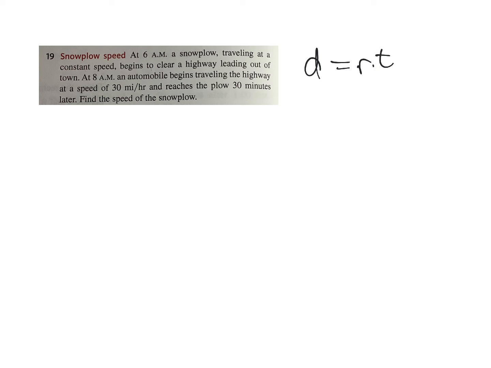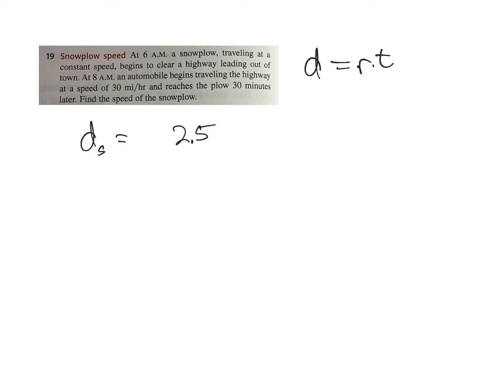Let's take a look at what we're doing here. The snowplow leaves at 6 a.m., traveling at a constant speed. It begins to clear a highway leading out of town, and then at 8 a.m., an automobile begins traveling the highway at a speed of 30 miles per hour and reaches the plow 30 minutes later. So how long has the snowplow been going? It's 8:30 in the morning now when the car reaches him. He started at 6 a.m. So he's been driving for 2.5 hours. So the snowplow's time is 2.5 hours.